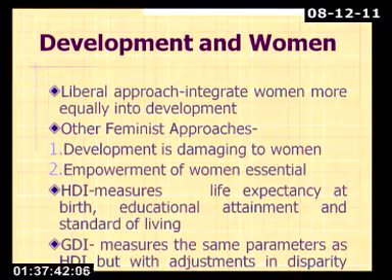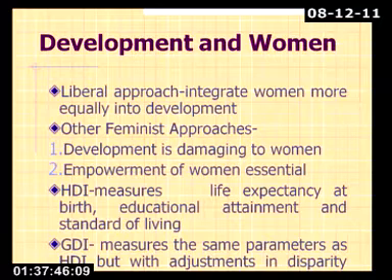One is the HDI. It measures life expectancy at birth, educational attainment and standard of living. Whereas there is another index called the Gender Development Index. It measures the same parameters as HDI, but there are adjustments for disparity between a man and a woman. So it takes into account the gender disparity while assessing the above parameters of life expectancy, educational attainment and standard of living.